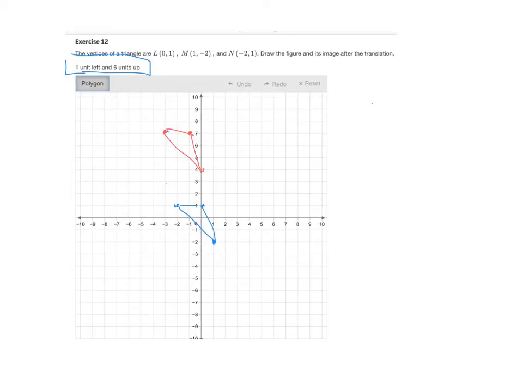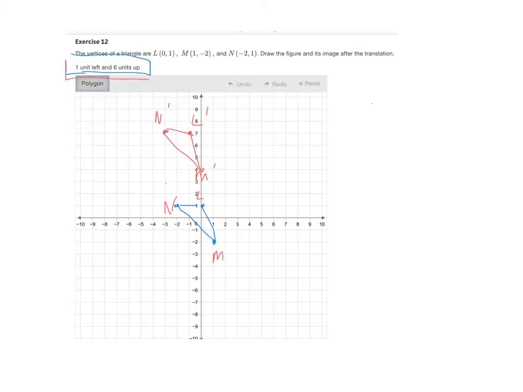And so after the translation, we should get two shapes that are exactly the same. They should be congruent. Draw the figure and its image. So here's the figure. So let's see. 0, 1 was L. 1, negative 2 was M. Negative 2, 1 is N. And that would make this N prime, L prime, M prime. And that's all you had to do for that one.